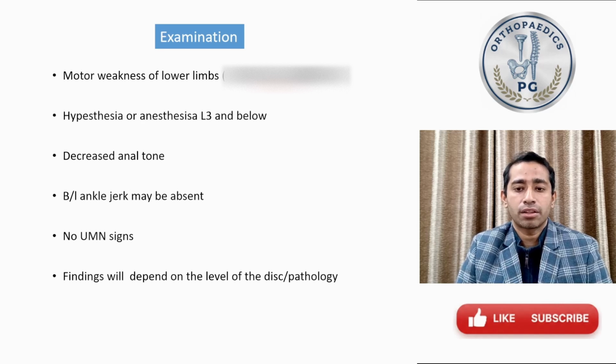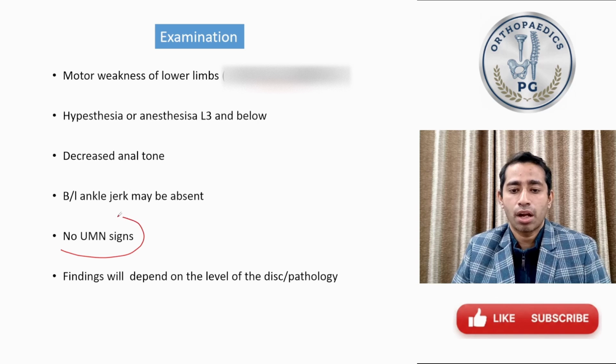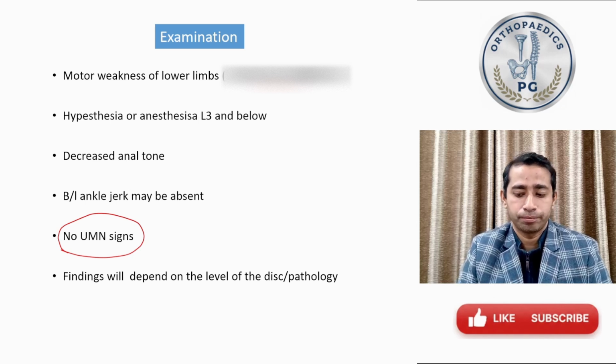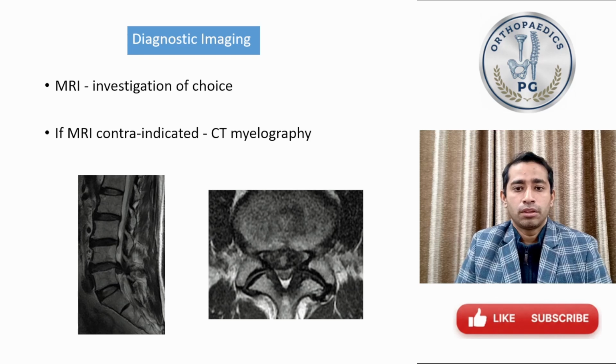Bilateral ankle jerk may be absent as this is a lower motor neuron lesion. It is important to remember in Cauda equina syndrome, there are no UMN signs. The exact findings will depend on the level of the disc or pathology causing the Cauda equina syndrome. The investigation of choice for Cauda equina syndrome is a MRI scan. If MRI is contraindicated, a CT myelography may be performed.